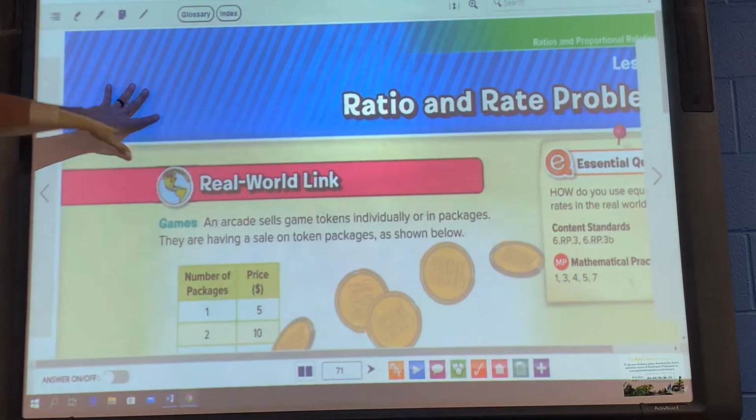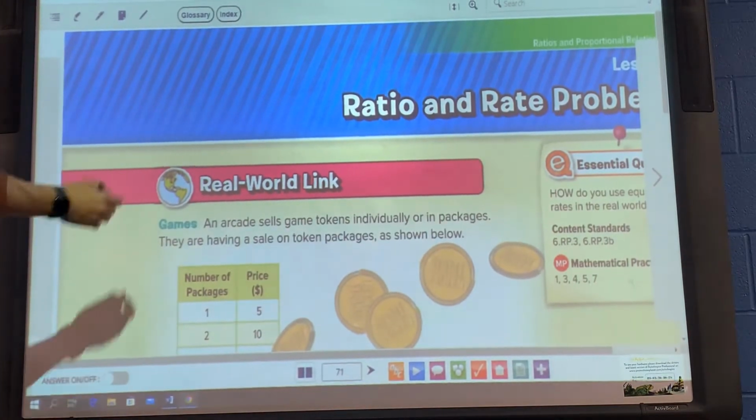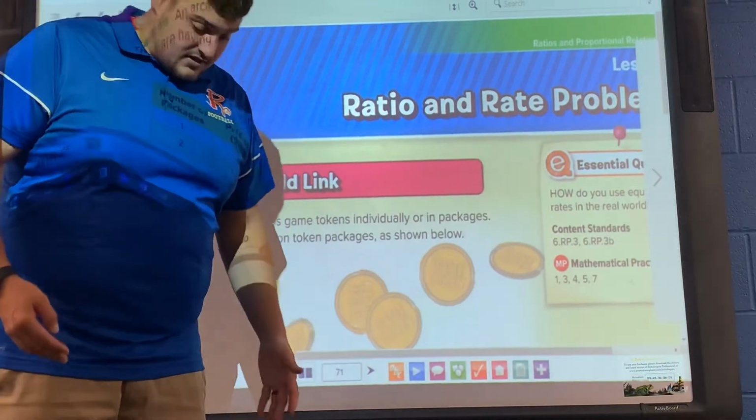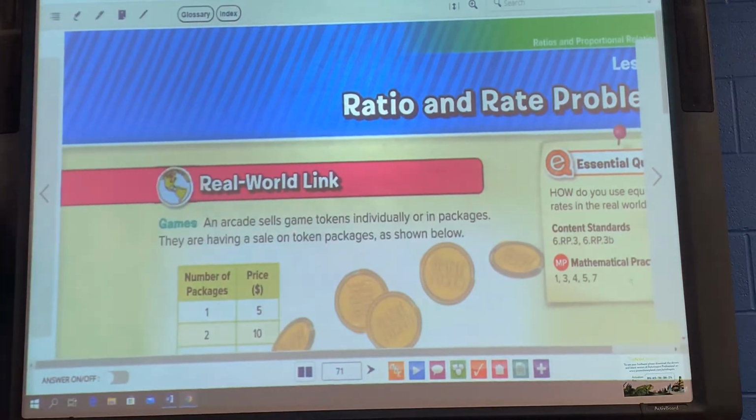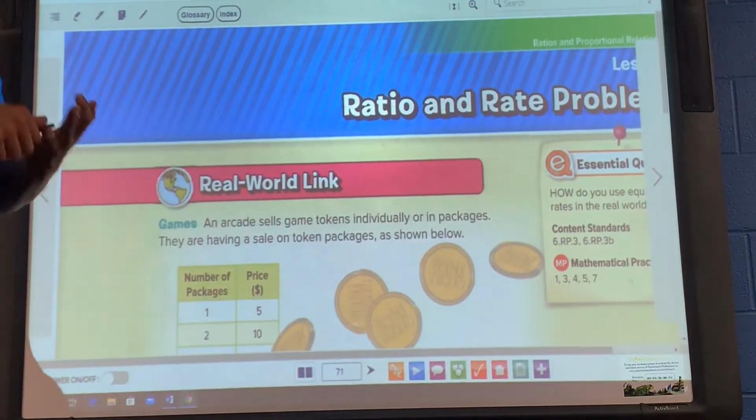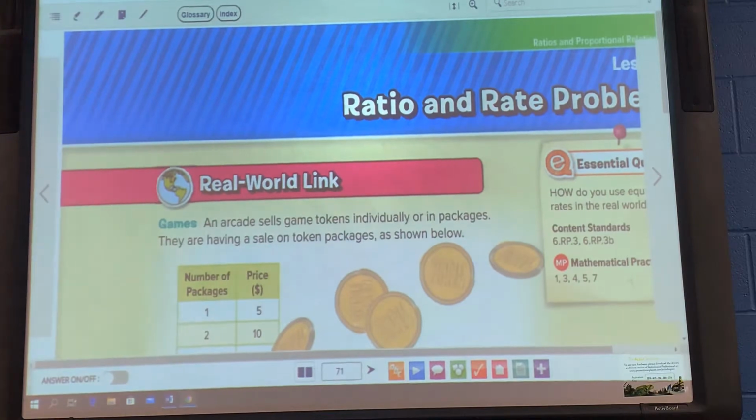But right now we're going to do lesson 7, which is ratio and rate problems. Everything that we've taken from this chapter, we're going to apply it in this lesson. We're going to get all kinds of different ratio problems, rates problems, unit rates, all sorts of different stuff.